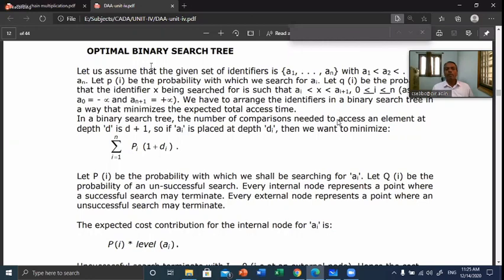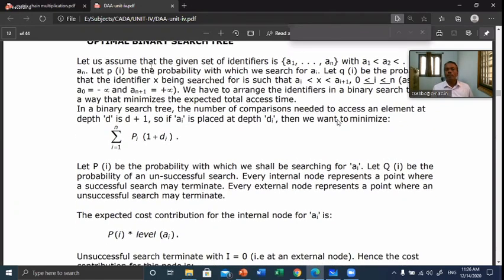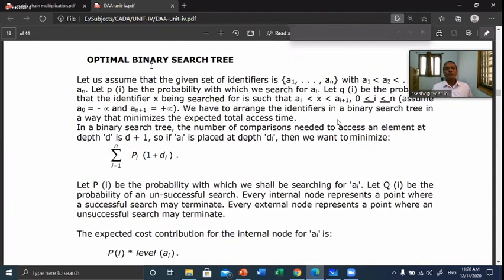PI is the probability of element searching. I'll tell you what are the searching elements. QI is the probability of unsuccessful searches. That means while you are searching, you are not getting that element. PI is the probability of this. QI is the probability of this.